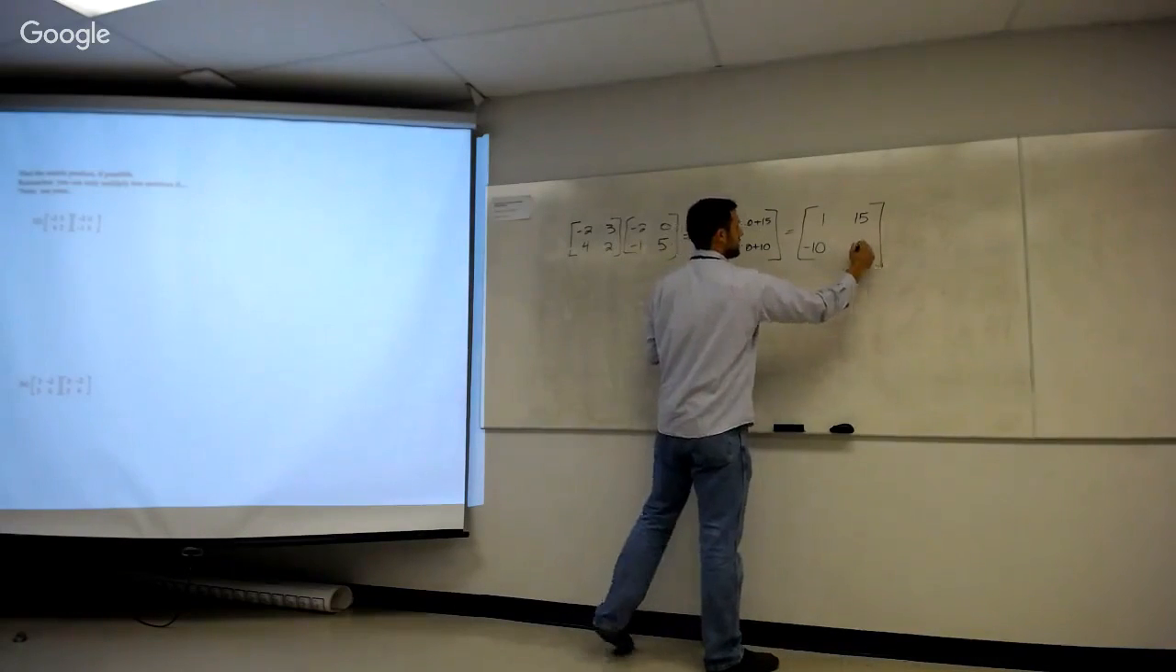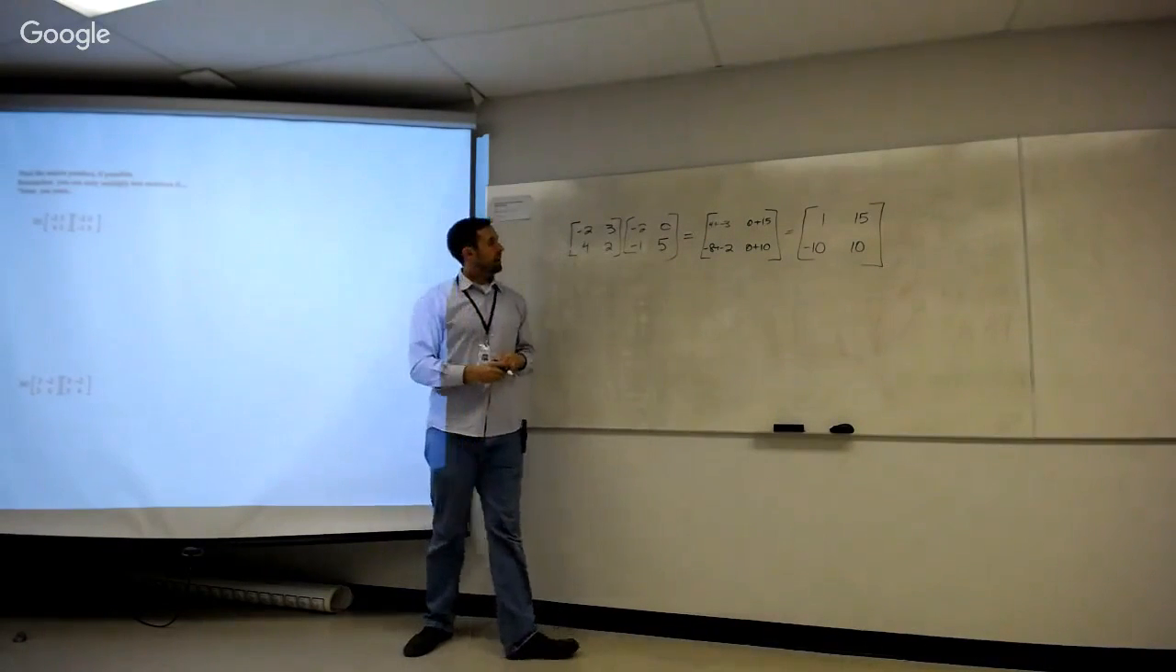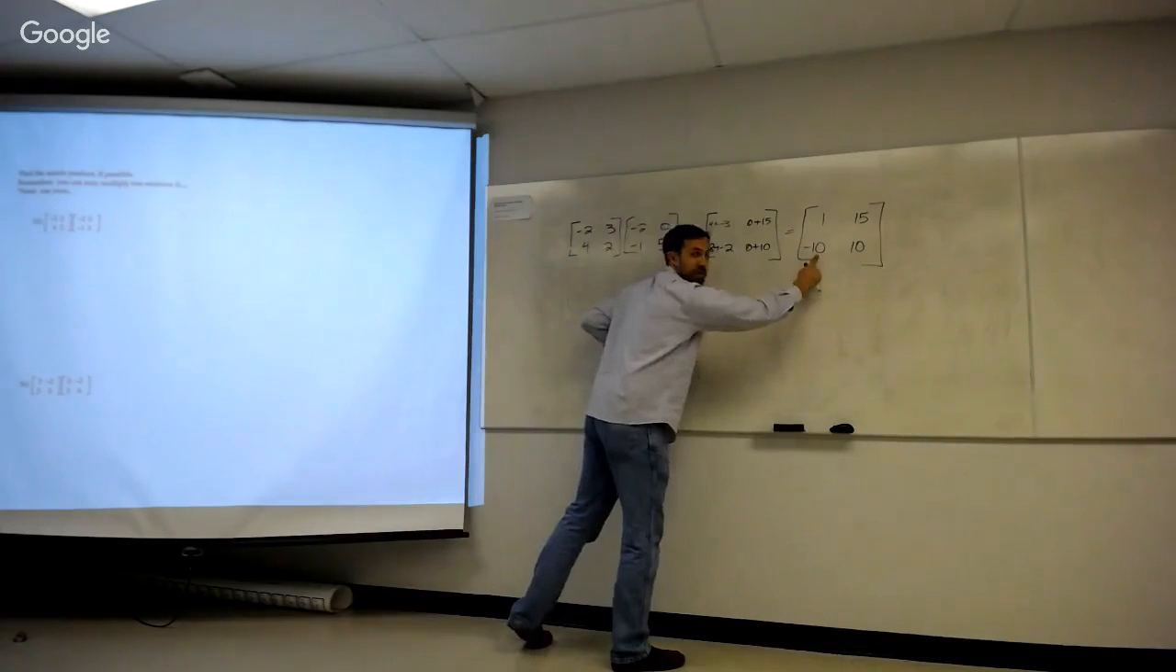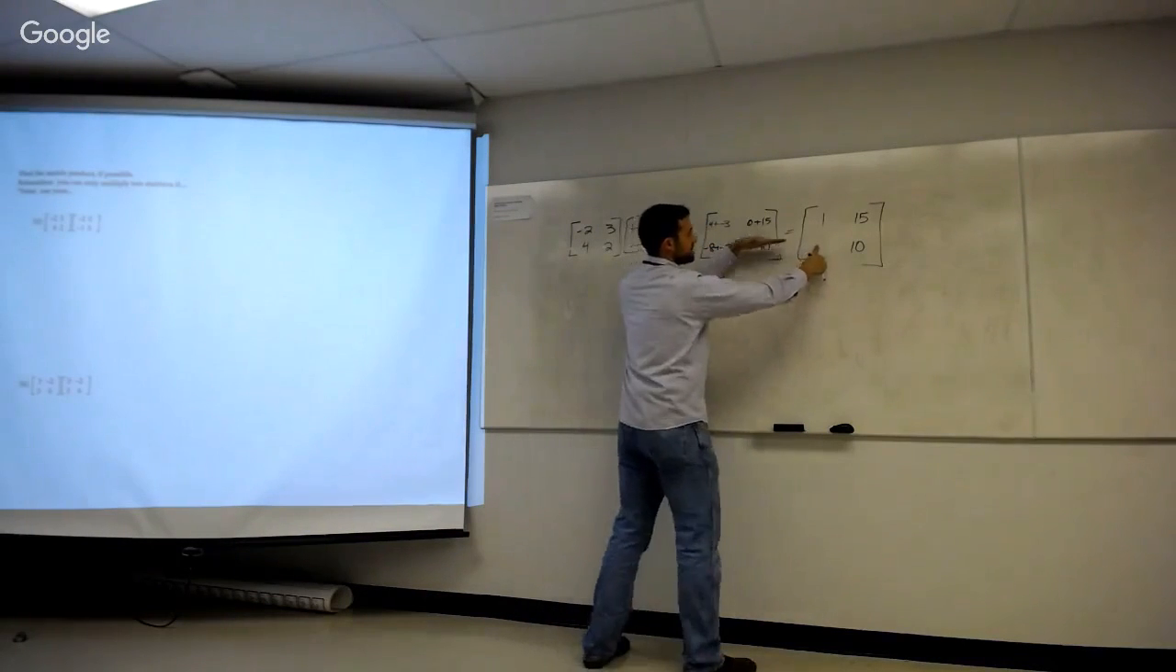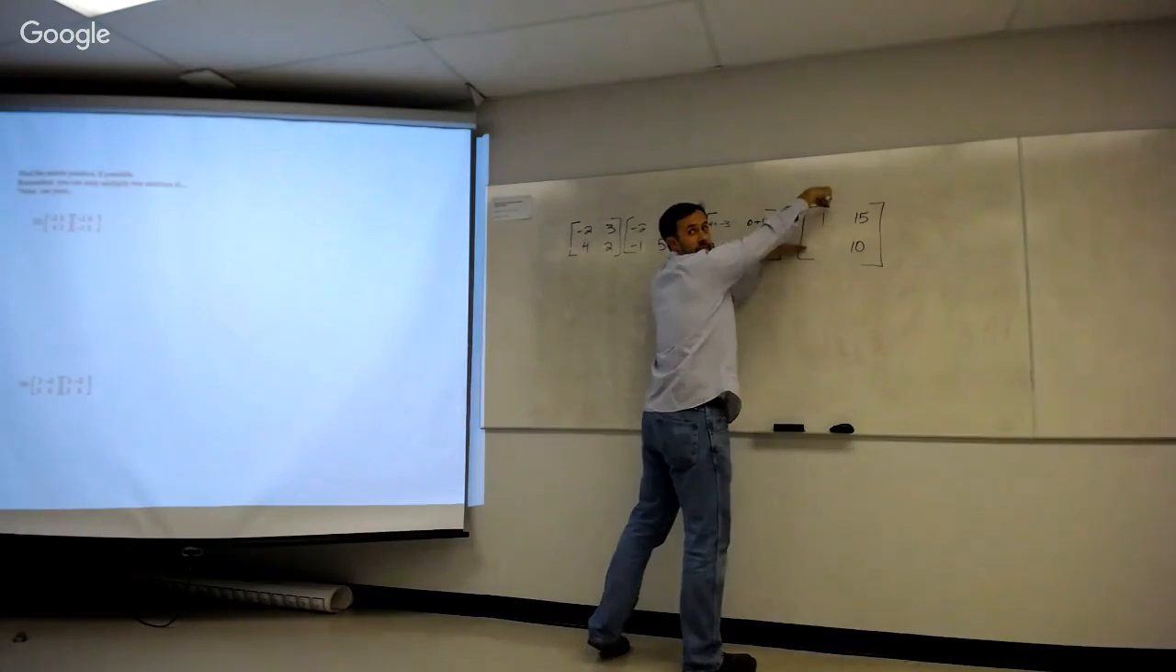And that's 10. How did you get the negative 10 again? I didn't. Okay, so you want this entry right here? Thank you for asking. This entry is the bottom row, first column. Right?